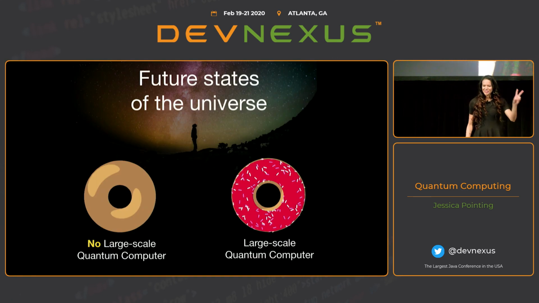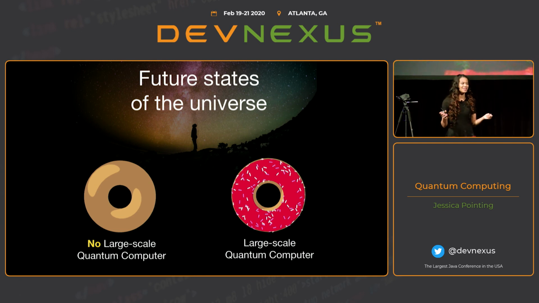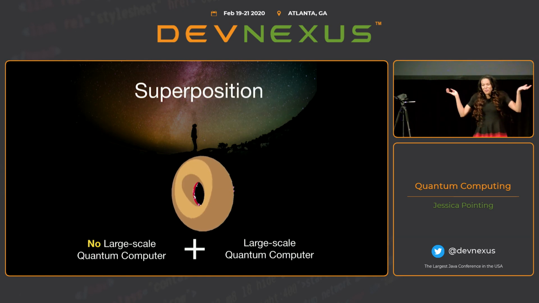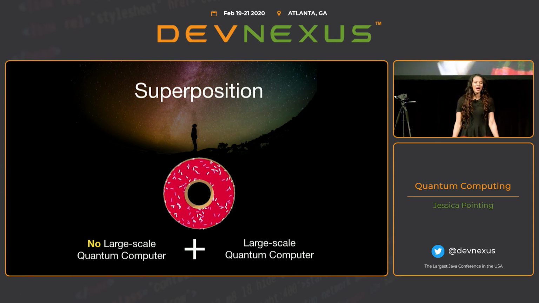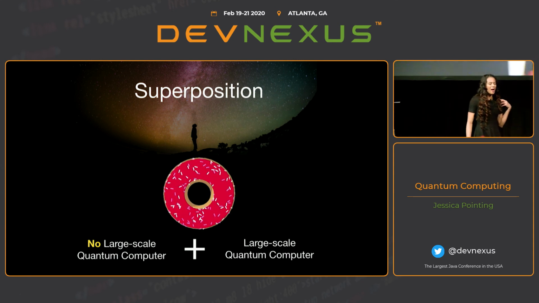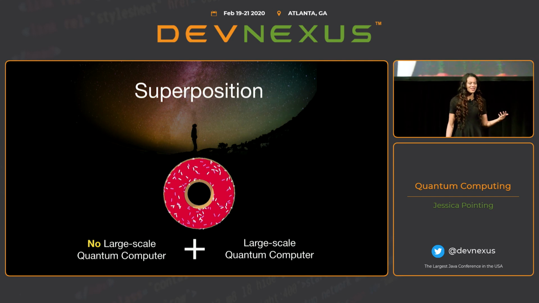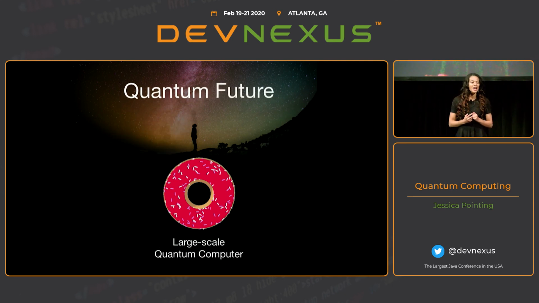So I think there are two future states of the universe. There's one that does not have a large-scale quantum computer. This is the one with millions of qubits. And there's one that does have a large-scale quantum computer. Right now, we're in a superposition of both. Who knows what's going to happen in the future? But paradoxically, our goal as researchers and developers is to break that superposition so that one day we have a quantum future. Thank you.